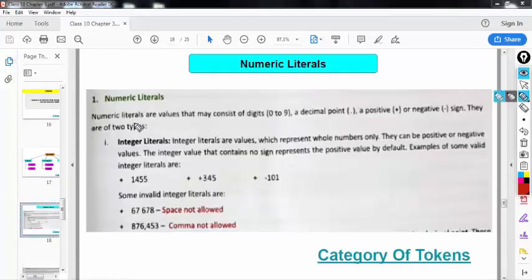So numeric literals are values that may consist of digits from 0 to 9. It can consist of a decimal point, and it can contain the plus symbol or the minus symbol. Okay, so a numeric literal can consist of digits from 0 to 9, a decimal point, plus sign and minus sign.